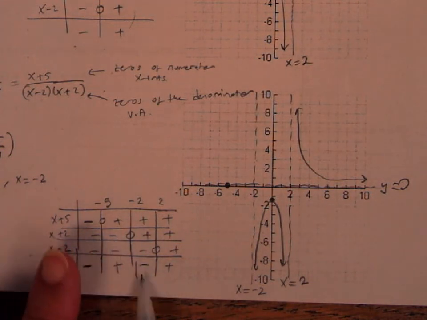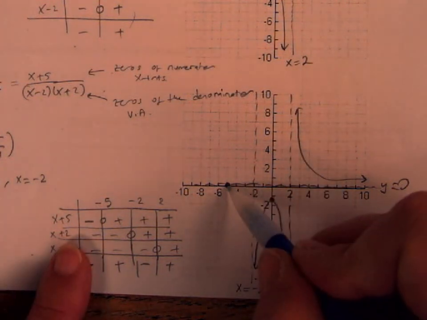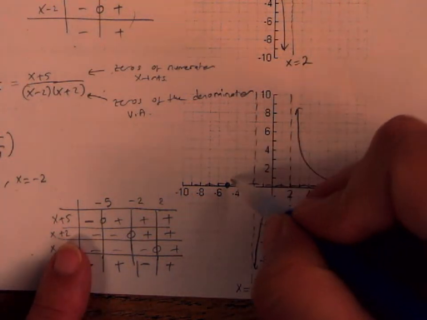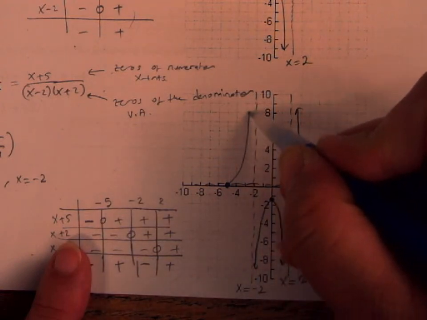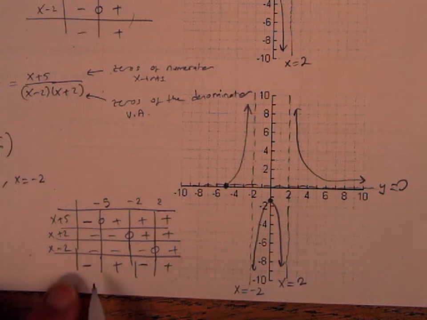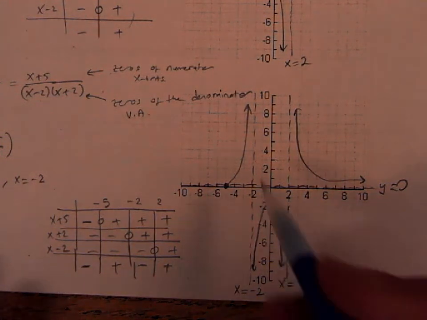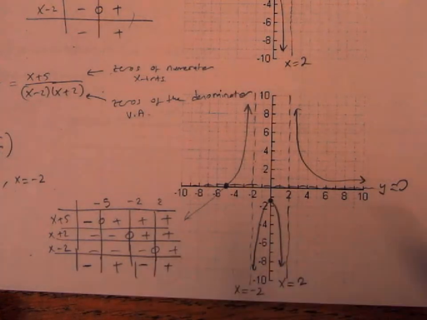So now we are between negative 5 and negative 2. The function is positive between negative 5 and negative 2, so you have to stay above the x-axis and you have to use the vertical asymptote. And the next is less than negative 5. It is below the x-axis. So your graph is going to be below, but should I just do this? Is this okay?